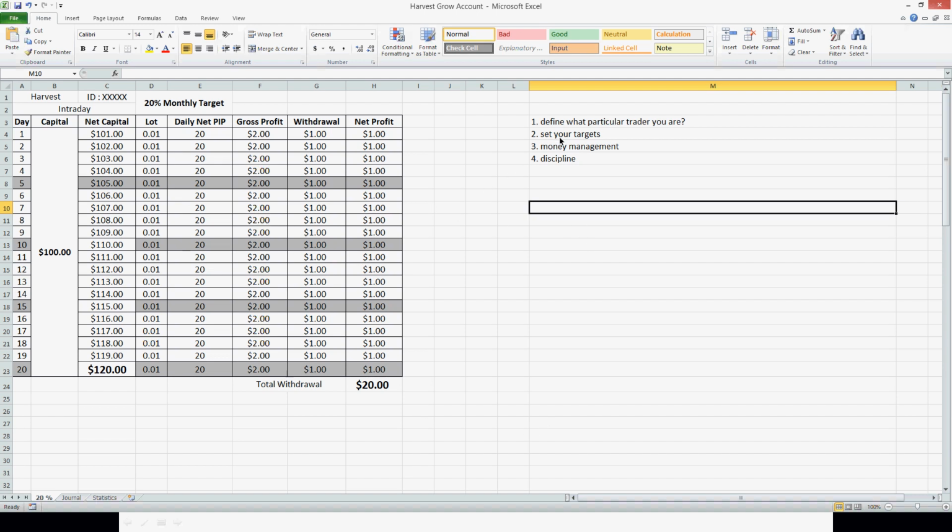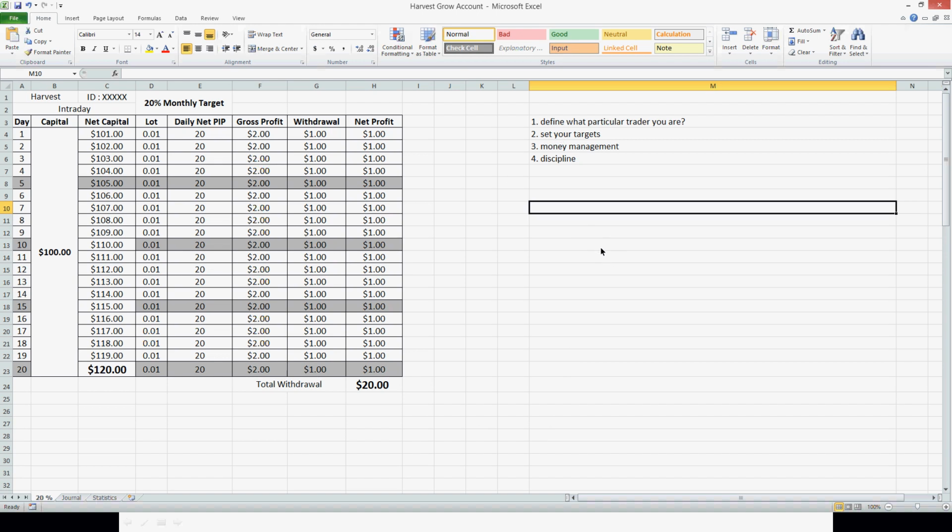So what you need to do when you already set, you already say to yourself that you're an intraday trader, you're a scalper trader, and you need to be honest to yourself that you need to set your goals more, what do you call this? I forget. What's the word for it? You need to set a target that you are able to achieve. Okay, do not set a target that you don't even know that you can actually achieve it.